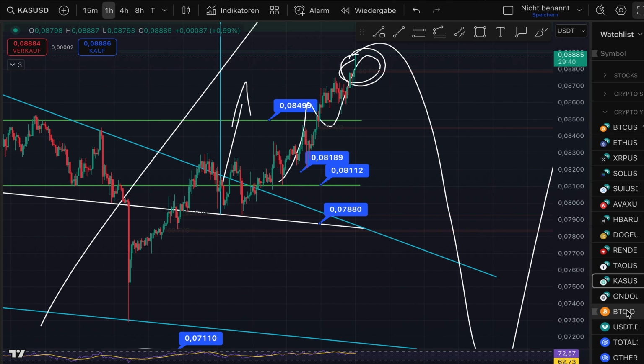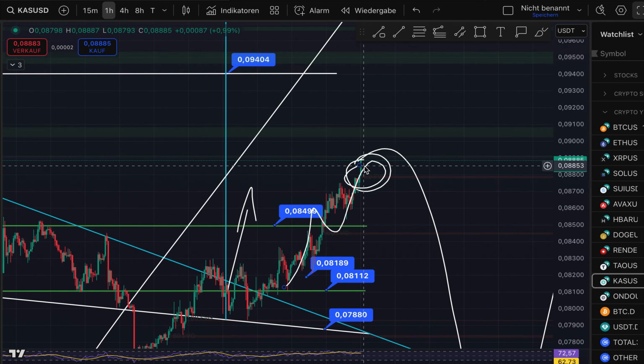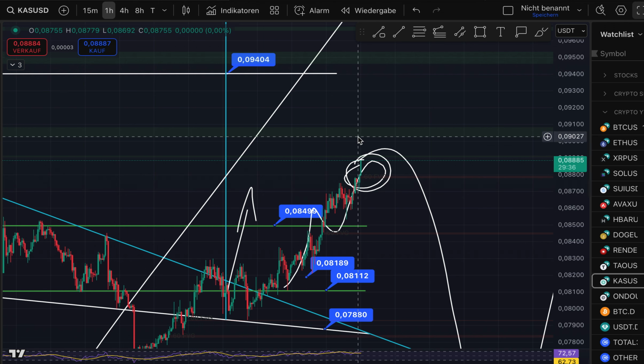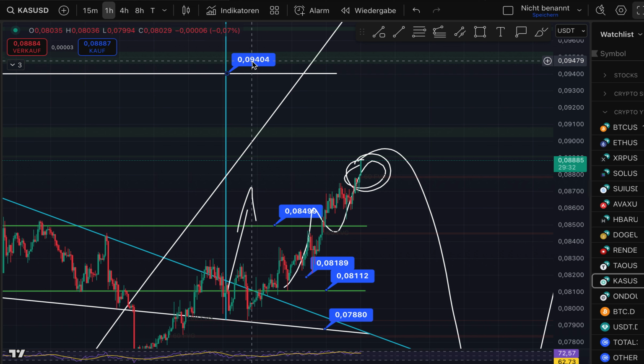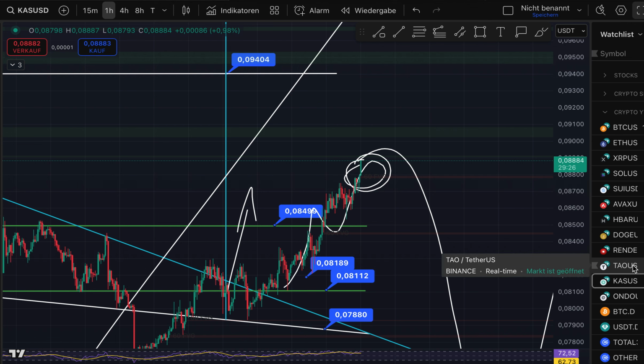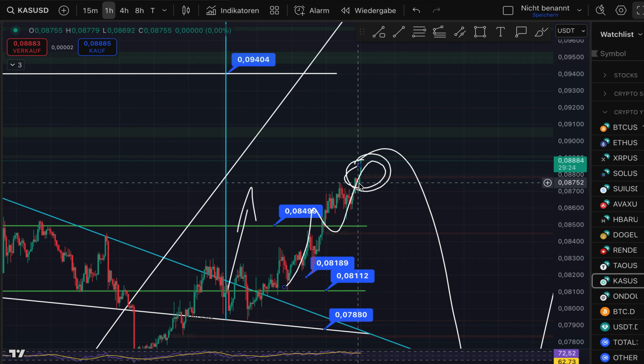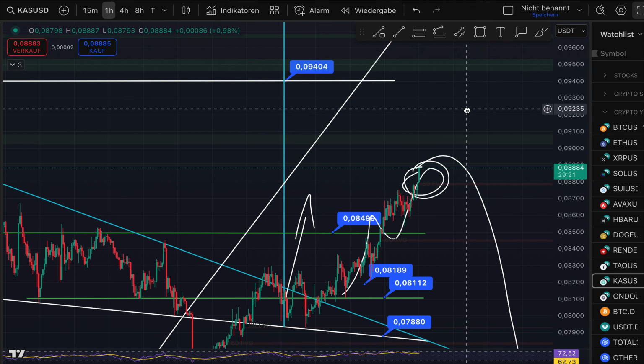As long as the Bitcoin dominance drops, Kaspa can get higher and higher. Kaspa might also be one of the only coins then which is going to see the 9.4 cents, while Avalanche is, for example, going sideways, while TAO is, for example, going sideways. Kaspa can still push. So keep that in mind.